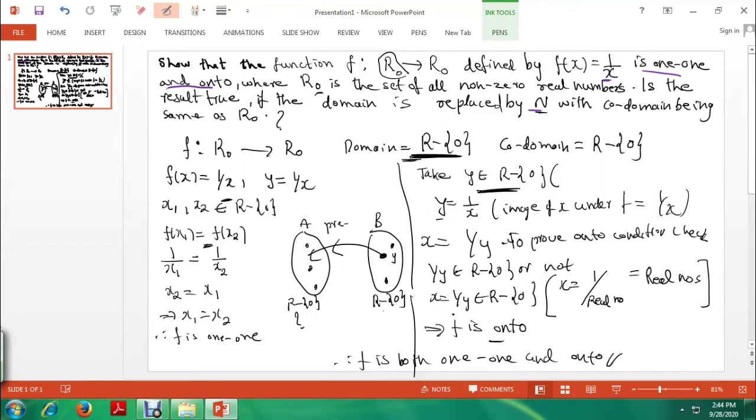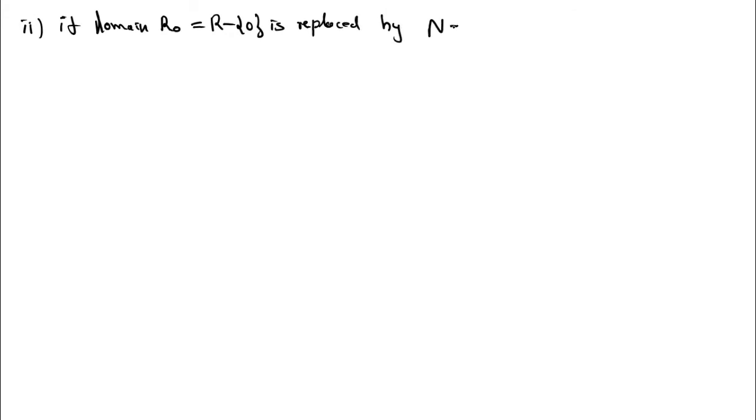Okay, first case solved. In the second question they given as, if domain R naught, okay, that is R minus 0, is replaced by N, that is system of natural numbers.